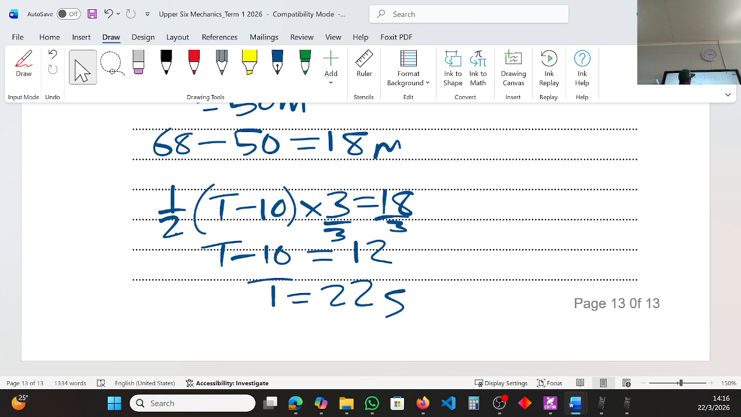I think that's all we have on those two questions centered around graphs of motion.